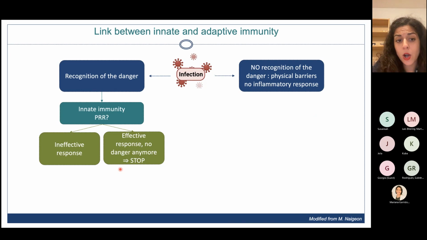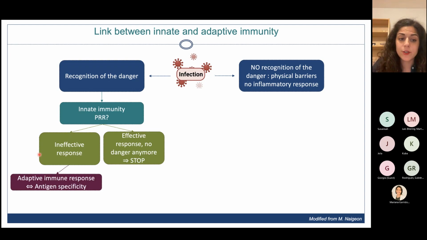So in the case of an effective response only with these innate immune cells, actually the reaction will stop because there is no more sense of the danger. But if this response only with these innate immune cells is not effective, then the recruitment of all of these chemokines will lead to the recruitment of the adaptive immune response that will then act.